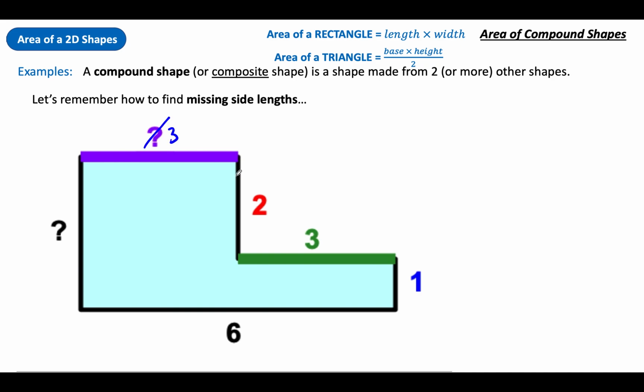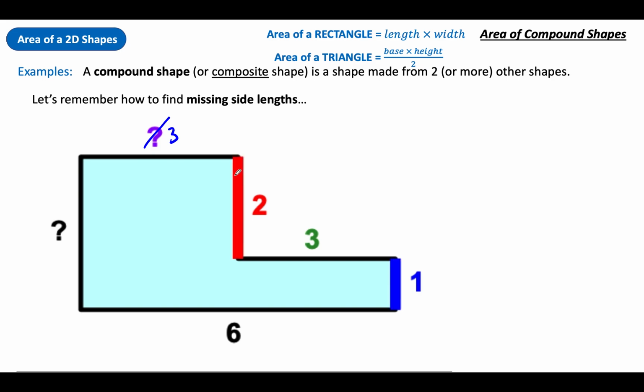Okay, and I can do a similar thing with the other side as well. If I take these 2 sides, the red side and the blue side, and I drag them across, you can see when they reach the left-hand side, together they make up the total height of the shape. So the 2 and the 1 work together to make up the total height. So the total height must be 3. And that's how we can find missing sides in these compound shapes.